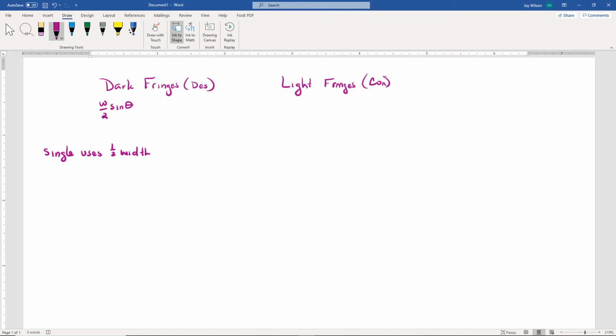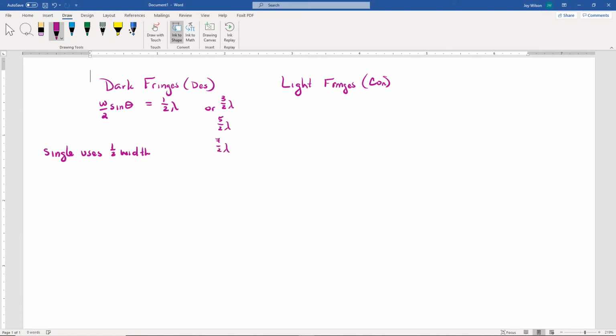It uses half the width because we have to have a photon on top pairing with a photon on bottom, something that's interfering with itself. So even though there are not two separate slits, we treat it like the big slit is two separate slits that are side by side. So we use half the width, and for dark fringes, we would get 1/2 wavelength, or 3/2, 5/2, 7/2, and so forth.